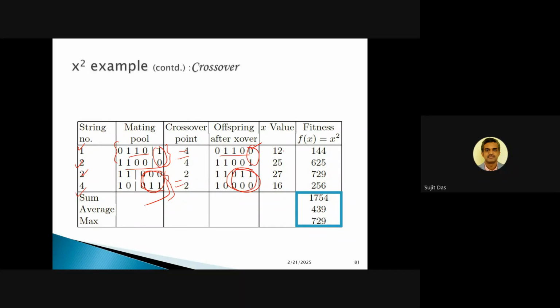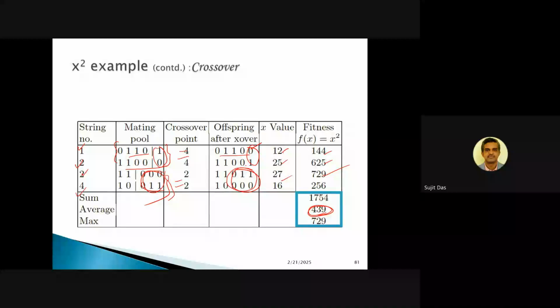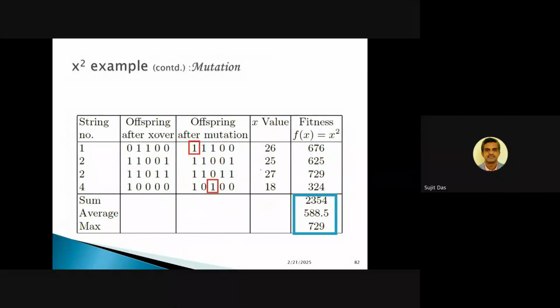Then we are finding the decimal values, we are finding fitness. Now see, what is average fitness? 439. So is it improving or not? Yes. Earlier it was 293, now it is becoming 439. Obviously it is improving. So crossover has been done. After crossover, we will select this pool of solutions. We will bring them for mutation. Exactly whatever we got after crossover we kept here. Then again from this pool of solutions we will randomly select some chromosomes to go for mutation.